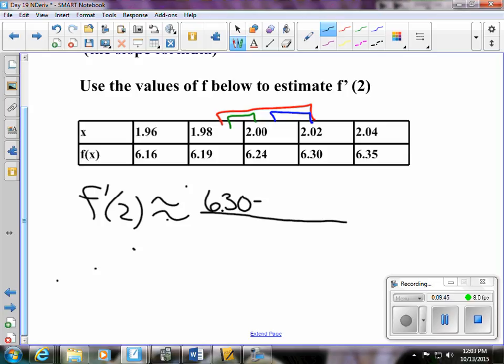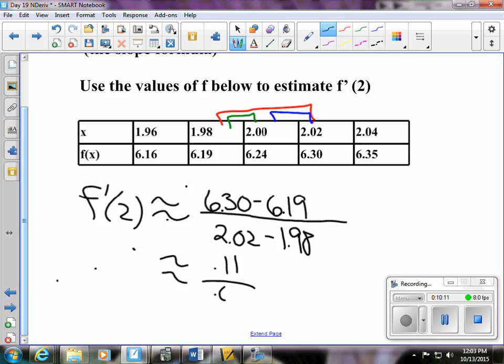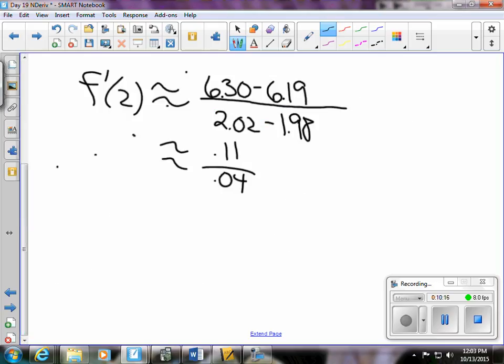6.30 minus 6.19. Good. And what about the denominator? 2.02 minus 1.98. Okay. Remember, we don't need calculators for this. What is 6.30 minus 6.19? 0.11. What's 2.02 minus 1.98? 0.04. I don't like decimals in my fractions, so multiply top and bottom by 100, and you get 11/4. That's it.